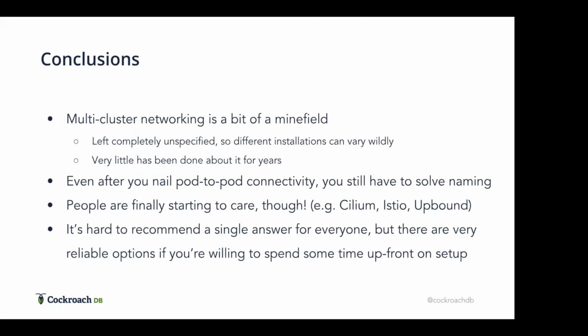But I am really excited about these different projects that have spun up that are starting to care about it, though. So you have the Cilium overlay network, which has the cluster mesh mode. You have Istio trying to solve the naming problem. And there are even companies like Upbound, which just released the Crossplane open source project, which is supposed to help you run applications across multiple clouds using Kubernetes. So it's hard to recommend a single answer for everyone. But out of these few solutions, there's definitely at least one of them which would be very reliable for you if you're willing to spend some time up front and set up.